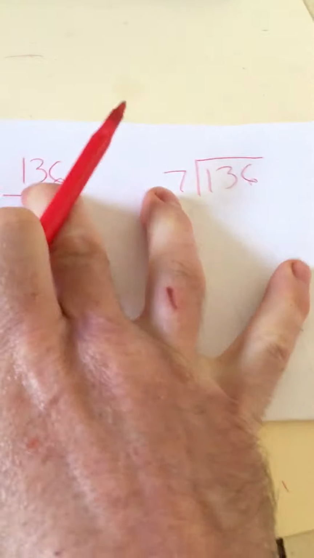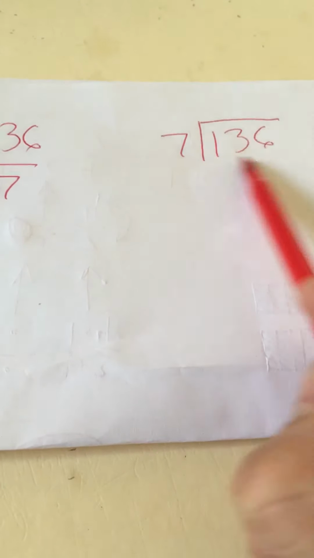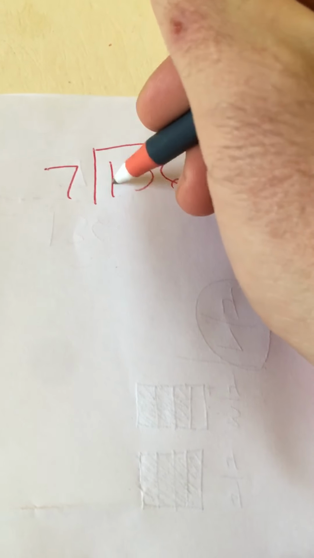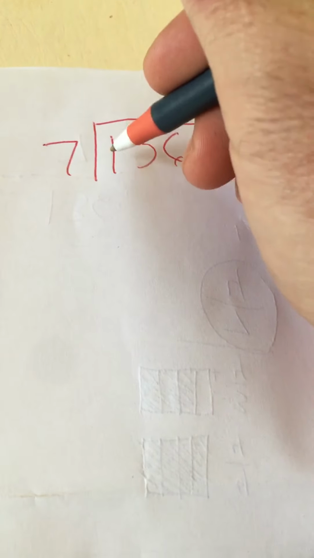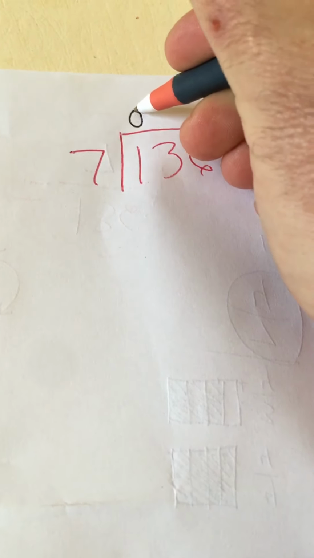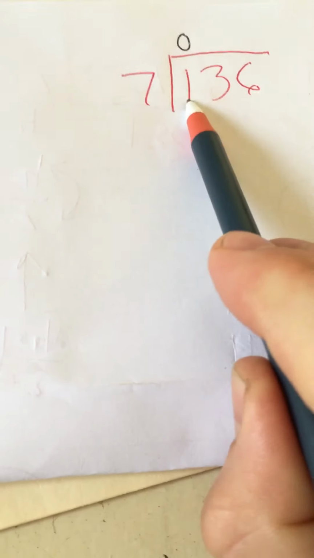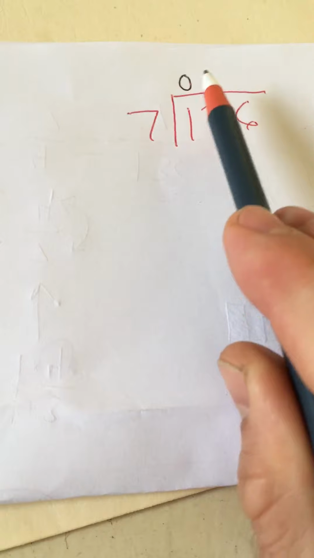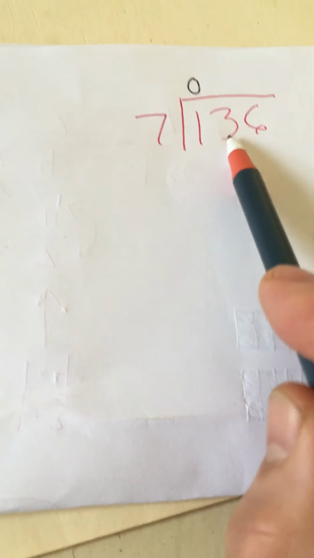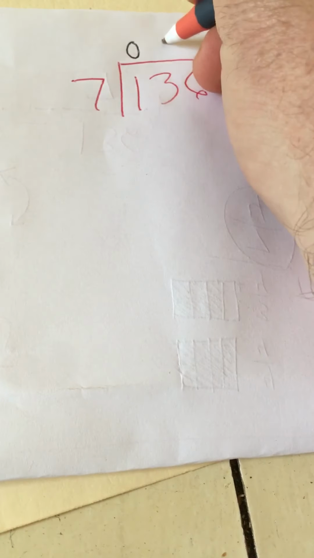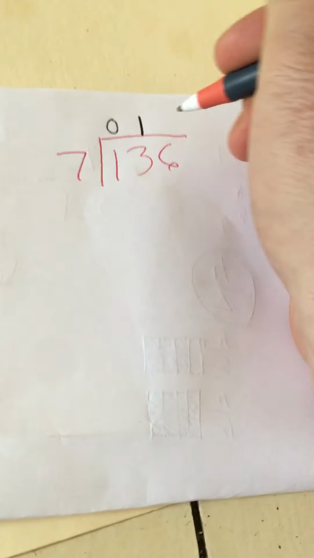So we're basically making 7 groups out of 136 of something. If we had 7 groups, we only have 100. You can't put 100 in each group because that would be 700, so you can't put any hundreds into those 7 groups. But we can look at this as 13 tens because it lands in the tens place. If you had 13 tens, how many of them can you put into each group? If there's 7 groups, you can only put 1 into each group.